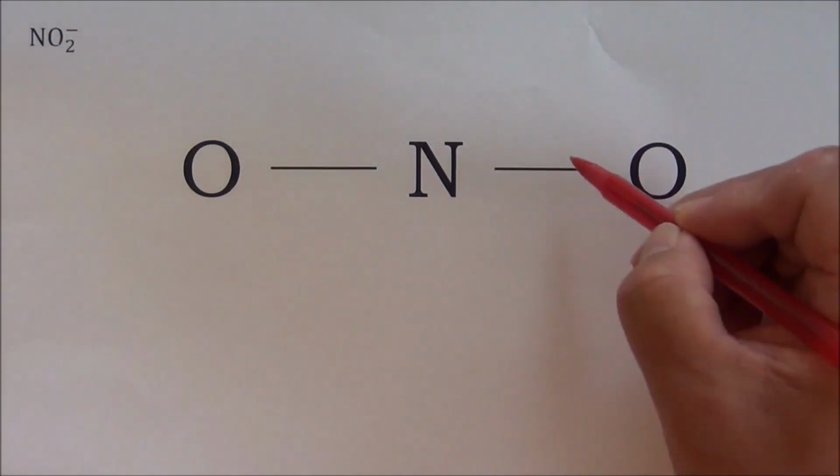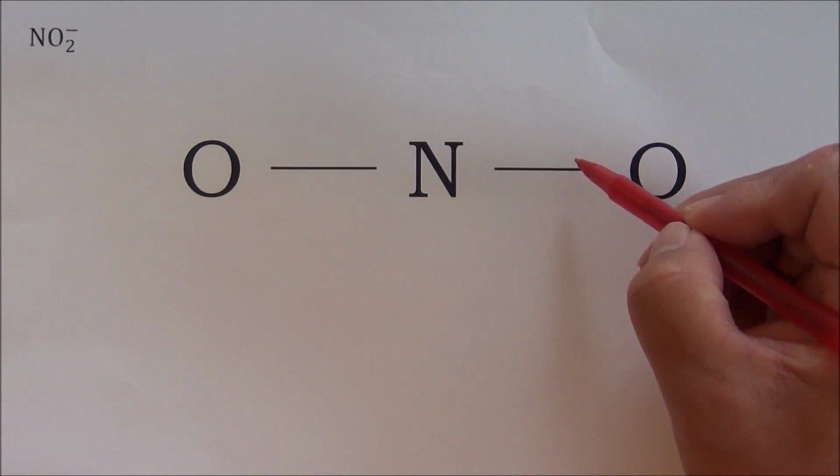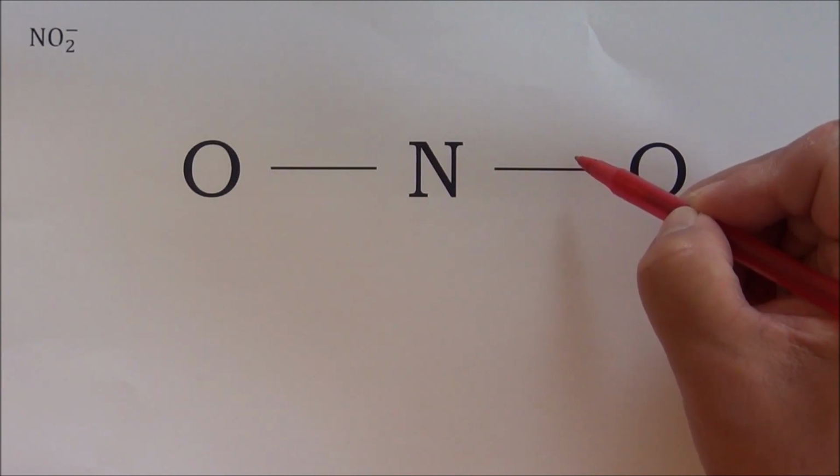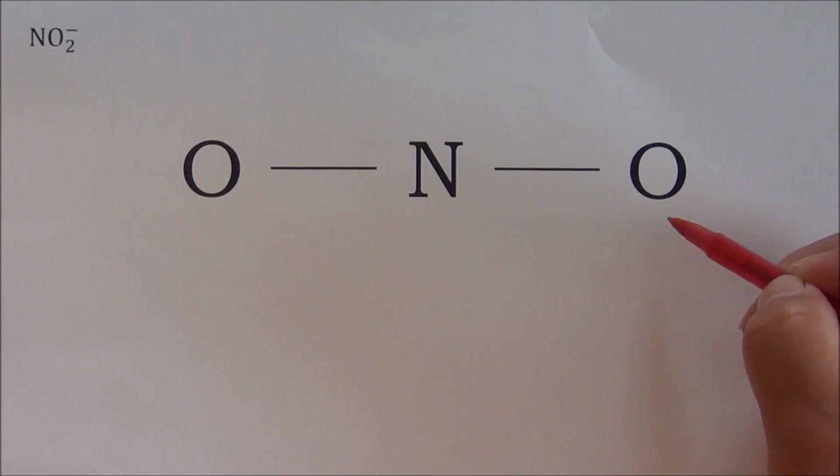However, a line or sometimes a dotted line in a skeleton structure is not always a single bond in a Lewis structure. It can also be a double bond or a triple bond. Let me summarize. A line or sometimes a dotted line tells us that there will be a chemical bond between two atoms. A line or a dotted line in a skeleton structure is not always a single bond in a Lewis structure. It can also be a double bond or a triple bond.